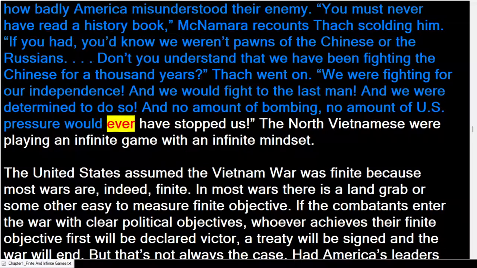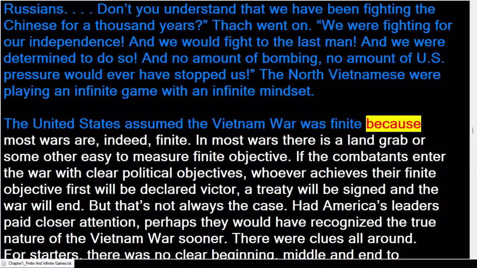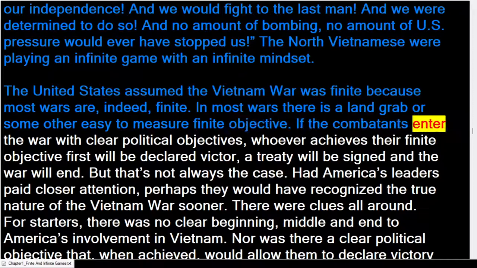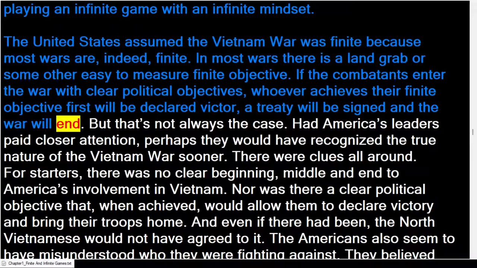The North Vietnamese were playing an infinite game with an infinite mindset. The United States assumed the Vietnam War was finite because most wars are, indeed, finite. In most wars there is a land grab or some other easy-to-measure finite objective. If the combatants enter the war with clear political objectives, whoever achieves their finite objective first will be declared victor, a treaty will be signed, and the war will end. But that's not always the case.